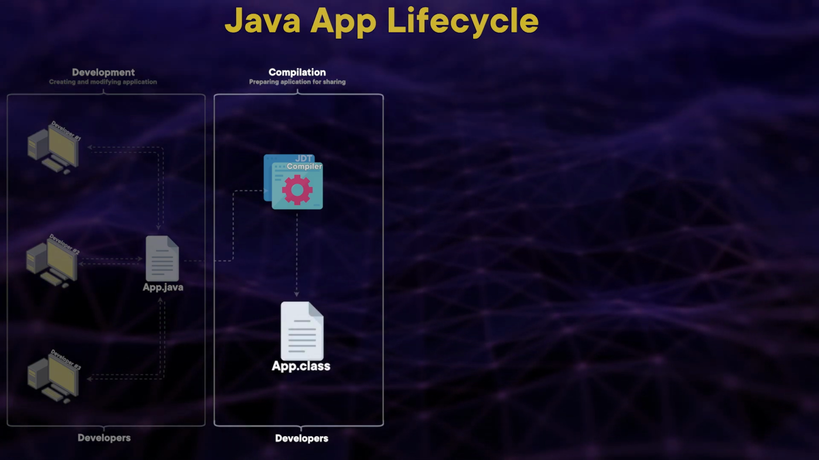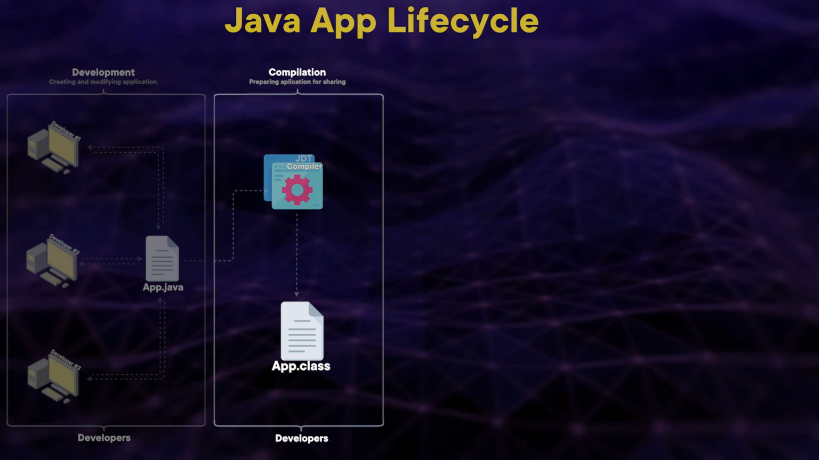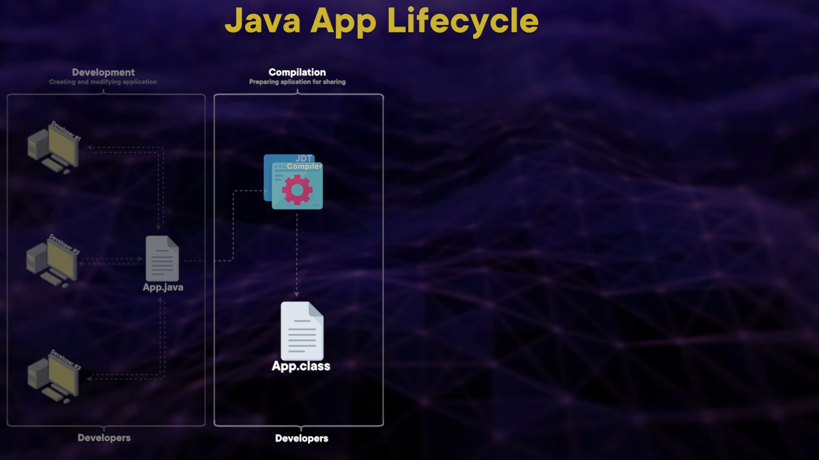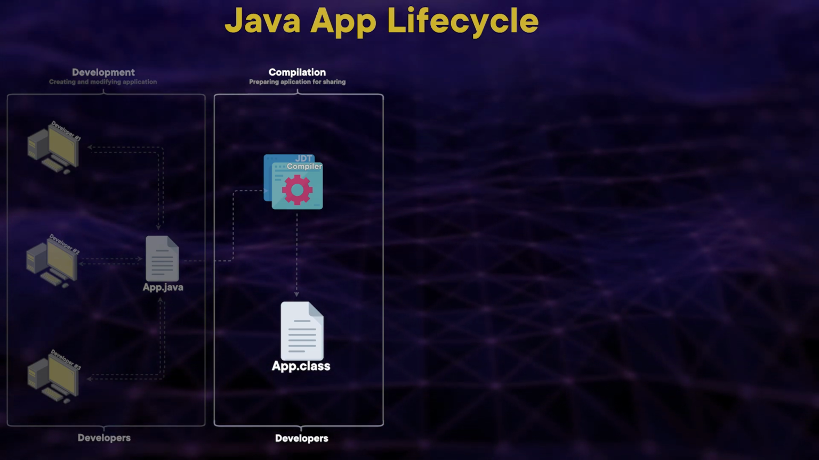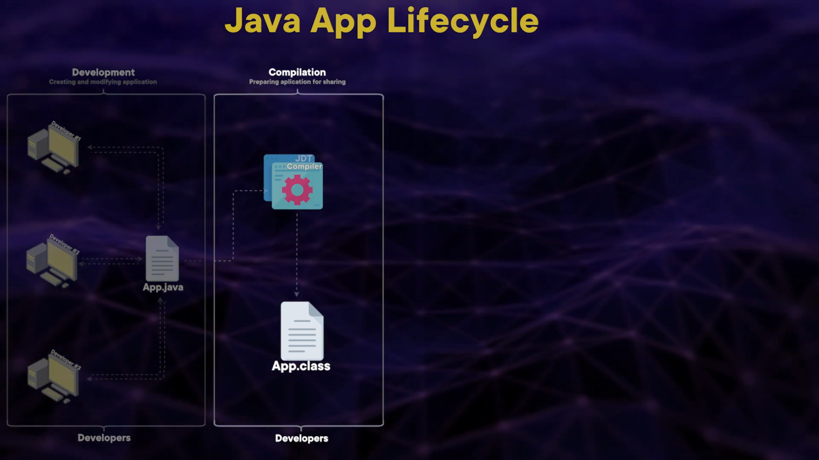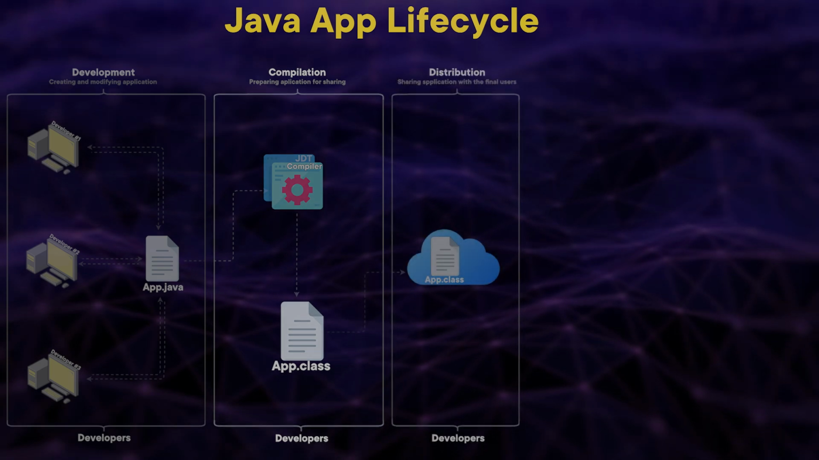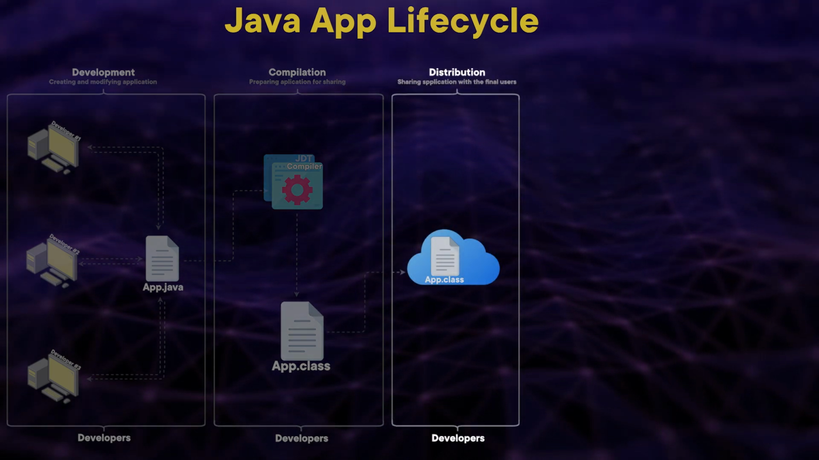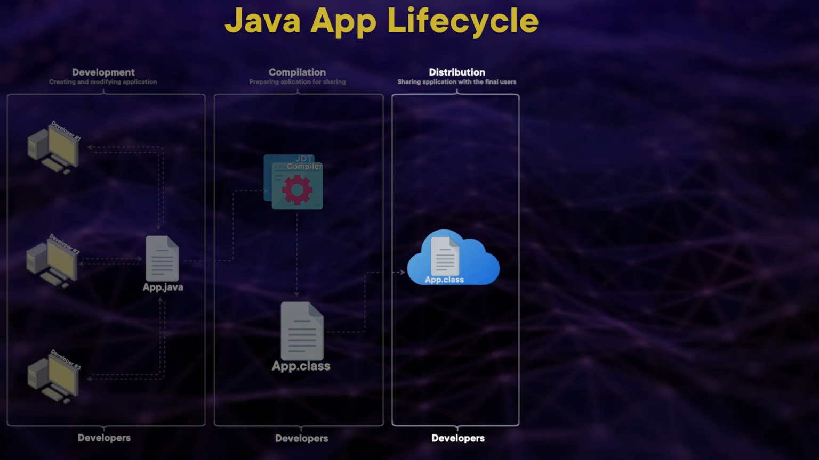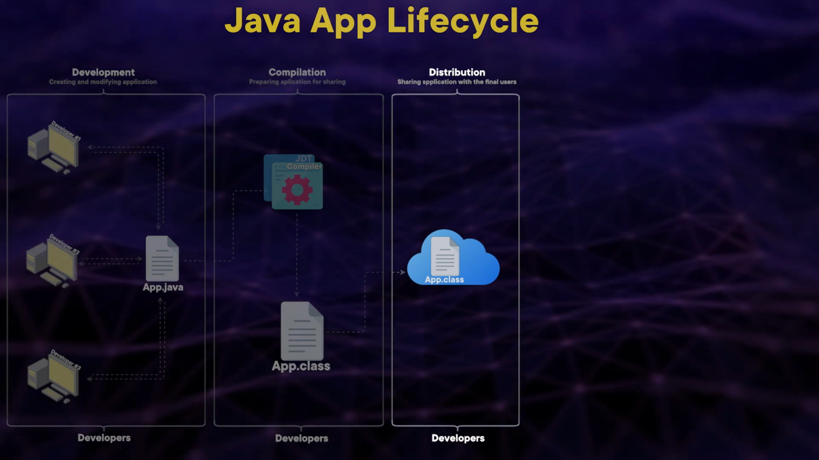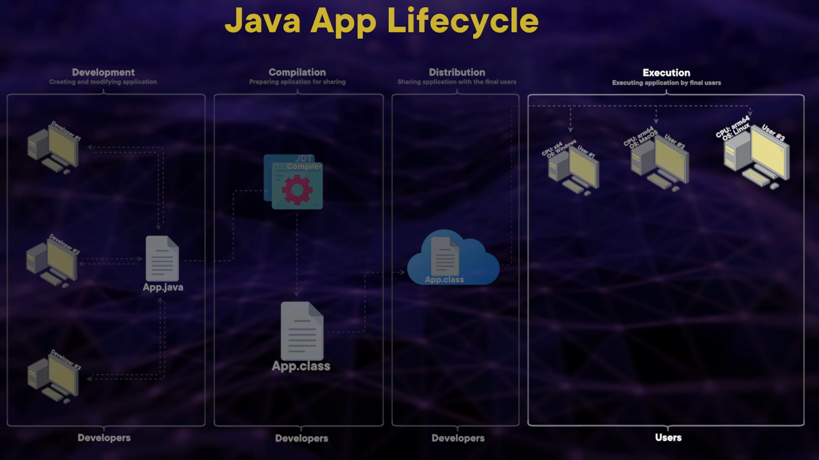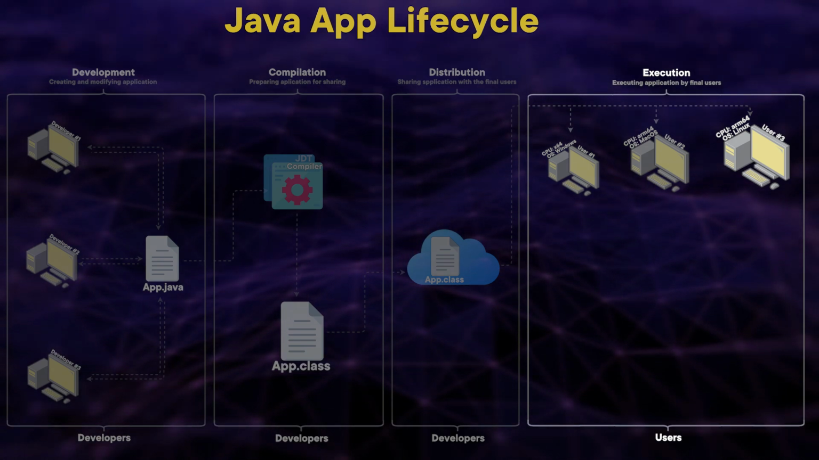The general idea of compiling the code is to protect our application from readability, ensuring that no one can easily access our source code or see how it's implemented. After compiling our source code to the bytecode, we proceed to distribution, uploading our application to the cloud, from where all final users can download it. Once our application is shared with other people, it's time for application execution by the final users.